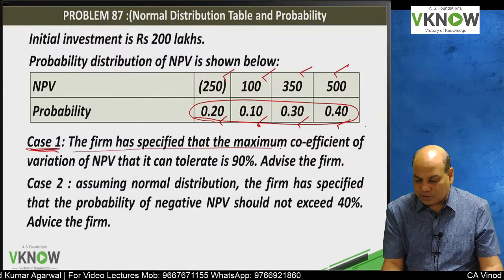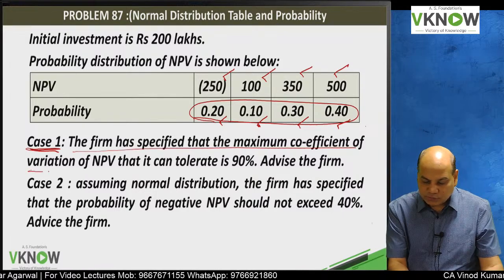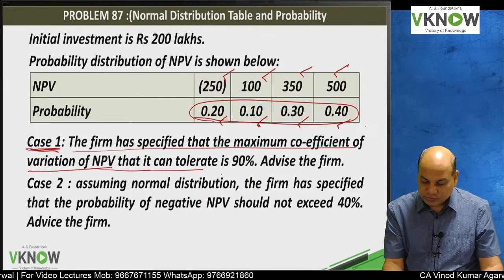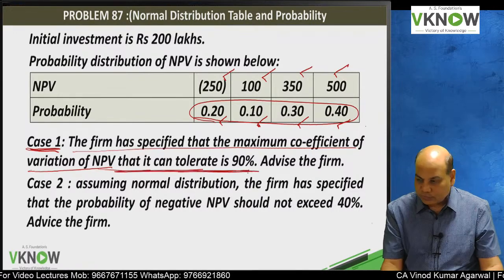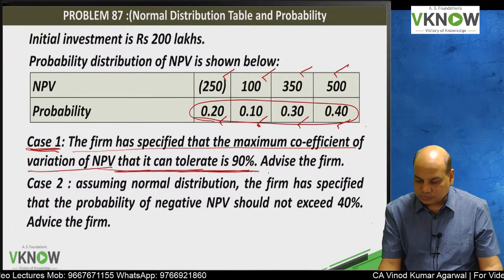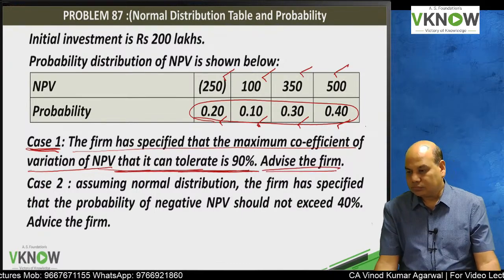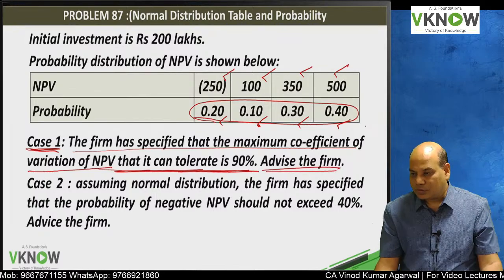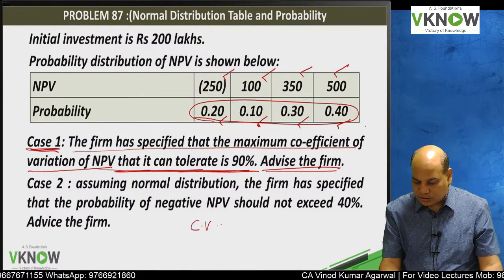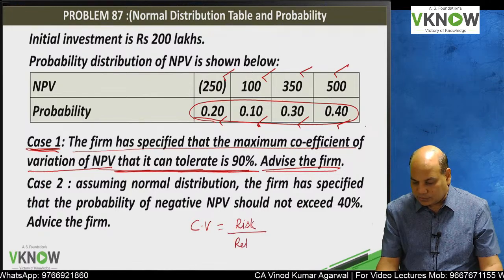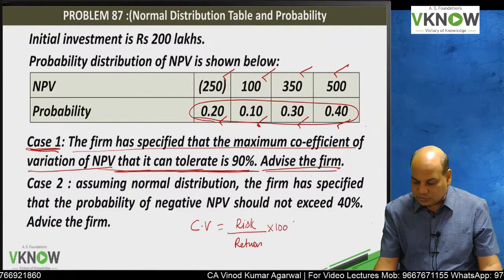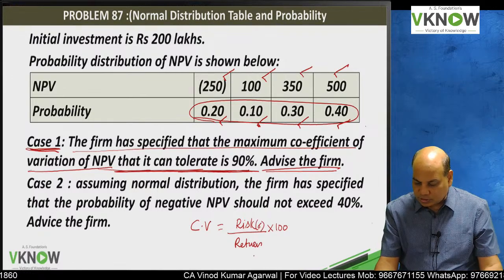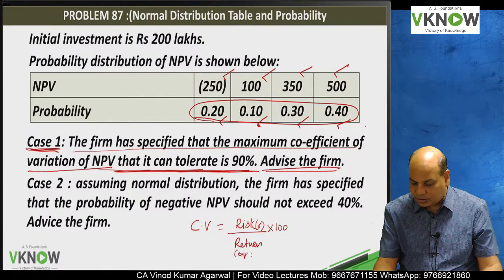the firm has specified that maximum coefficient of variation of NPV that it can tolerate is 90%. Advise the firm. First question is simply you have to find coefficient of variation, risk per unit of return, and if it is percentage, multiply by 100. Risk means standard deviation and return means expected NPV.